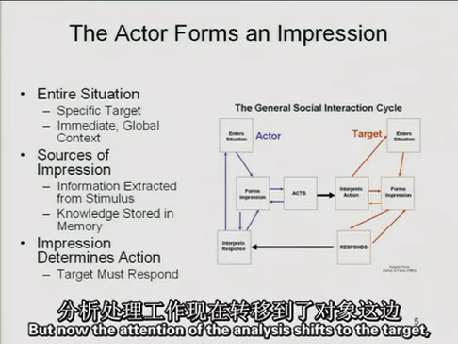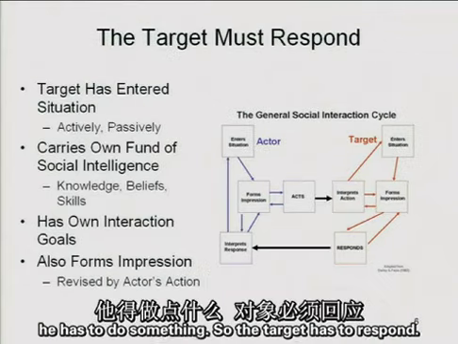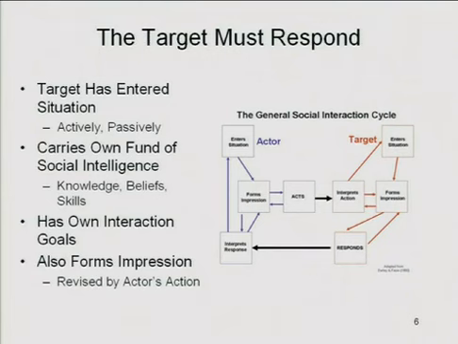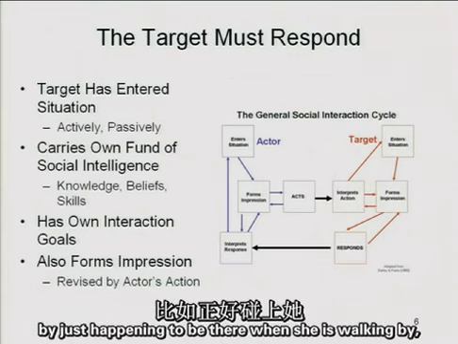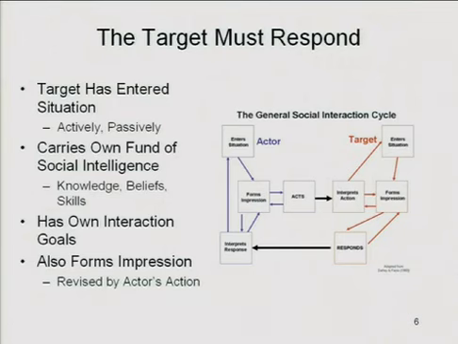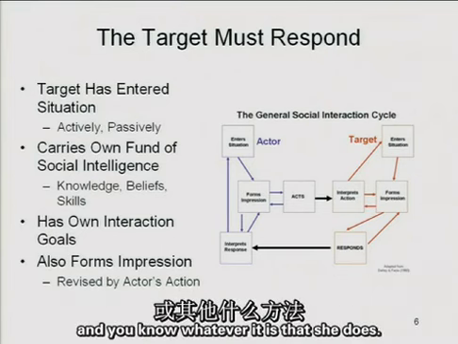But now the attention of the analysis shifts to the target, and he has got to take on the role of actor. He has to do something. So the target has to respond. Now, first thing is the target has himself now entered the situation. He's either entered the situation passively by just happening to be there when she's walking by, or maybe even more passively by being dragged into the situation. She waves at him across the quadrangle and calls him over, whatever it is that she does.